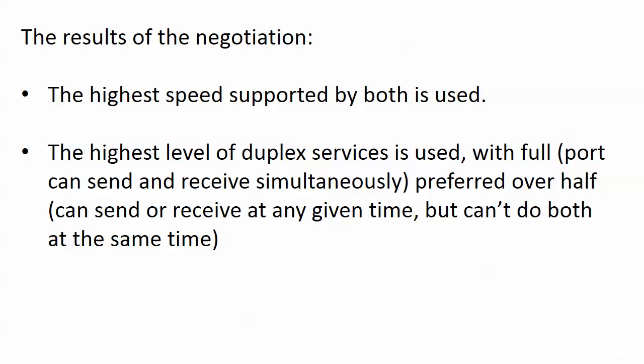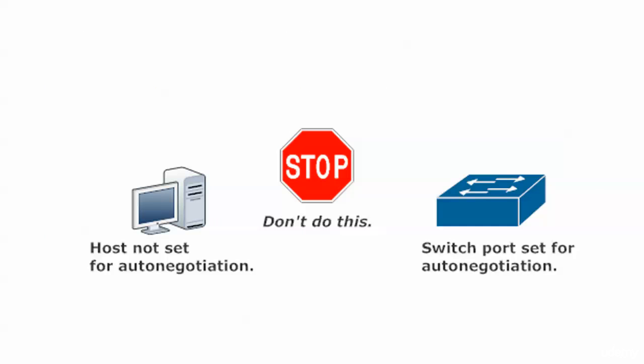Now, when it comes to the duplex setting, full is always going to be preferred over half. Full duplex means that ports can send and receive simultaneously, and they also avoid that CSMA/CD process we talked about in an earlier video. Half duplex is where a port can send or receive at any given time, but it can't do each simultaneously, and it's going to have to go through CSMA/CD. So that obviously is why we prefer full over half.